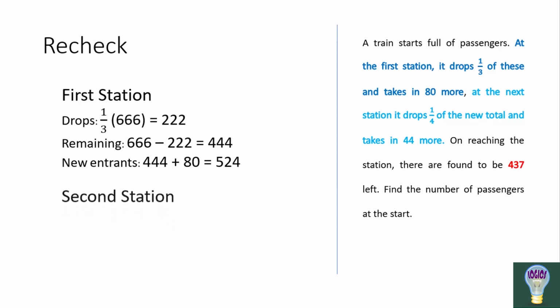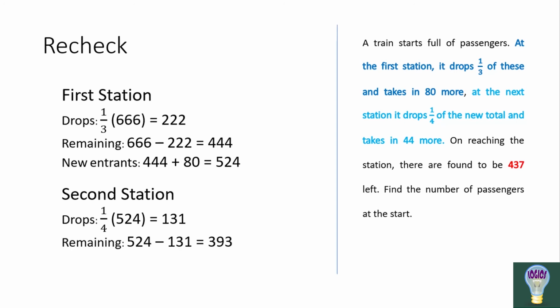Let's move on to the second station. At the second station, it drops 1/4 of the new total, that is 524, and 1/4 of 524 is 131. Since 131 passengers have been dropped, the remaining passengers will be 524 minus 131, that is 393. New entrants are 44, and thus we add 393 to 44, thus giving us the final answer 437 highlighted in red.